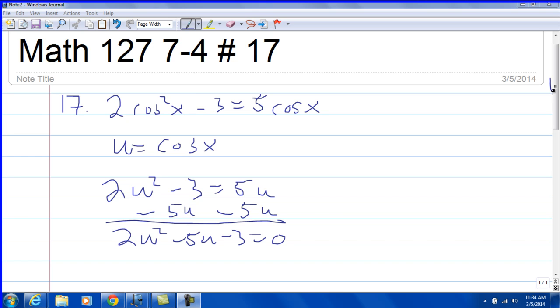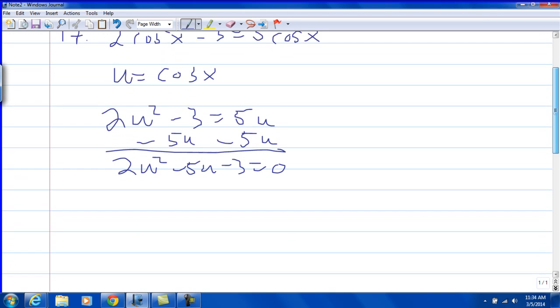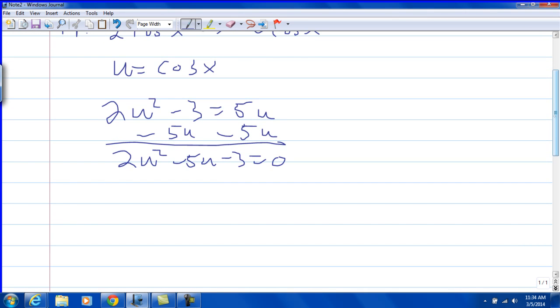That way we're going to separate our trig function from the quadratic equation. And solve a quadratic equation first, then go back and deal with the trig function. So I can rewrite this as 2u squared minus 3u equals 5 if I substitute u for the cosine of x. And I want to bring everything to the left side, so subtract 5u from both sides. And I have 2u squared minus 5u minus 3 equals 0.